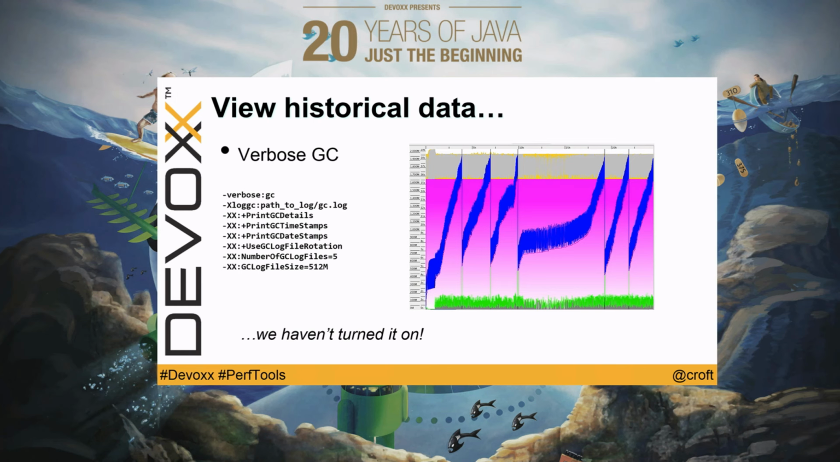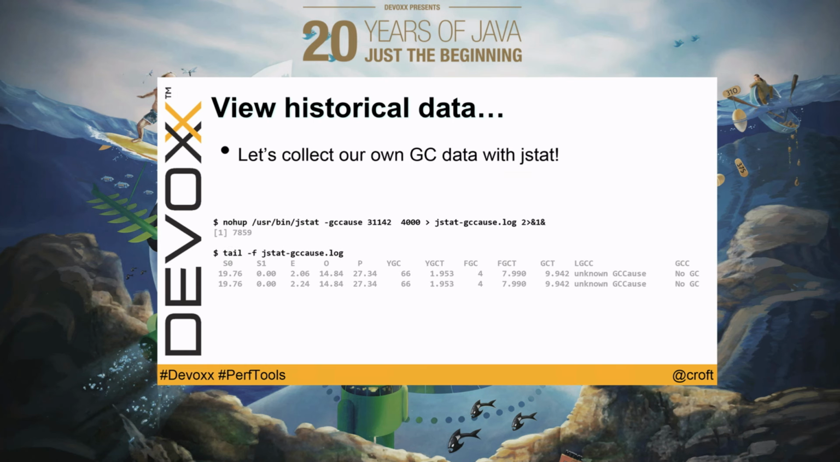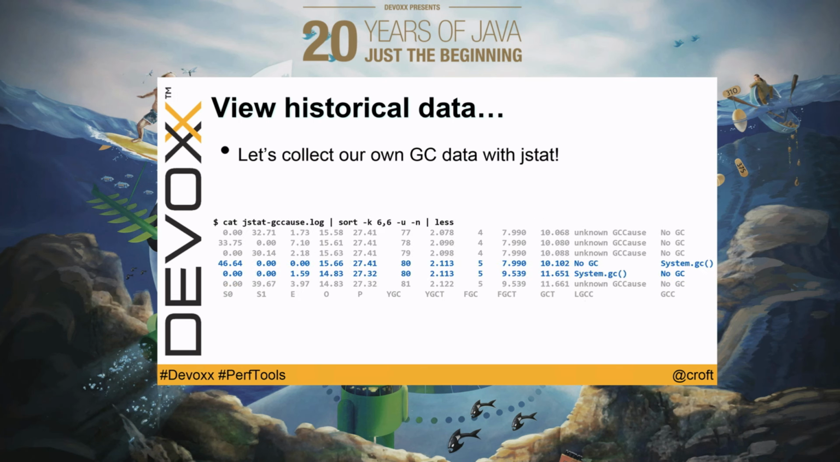So I've already shown you how to collect some live data with jstat. What we can do is repurpose that, and as I did with jstack for the thread dumps, piping that out to a file, I can do the same thing with jstat. So use nohup to make sure that when my terminal session ends, it doesn't stop running. This will, every 4 seconds, print out the status of the heap to a file, which I can then analyze later with some fancy Linux commands such as these.